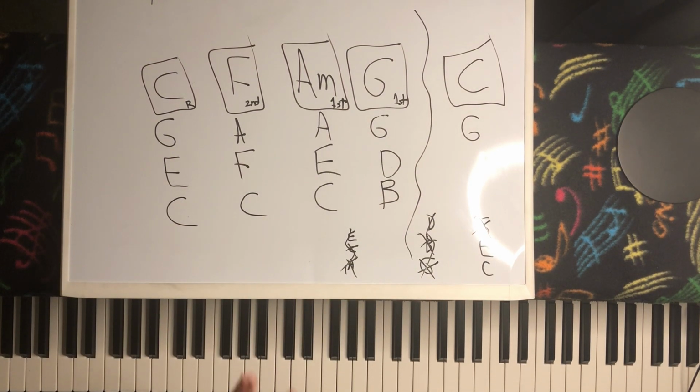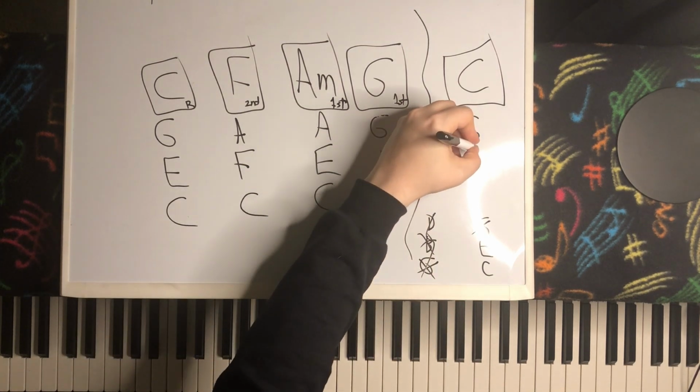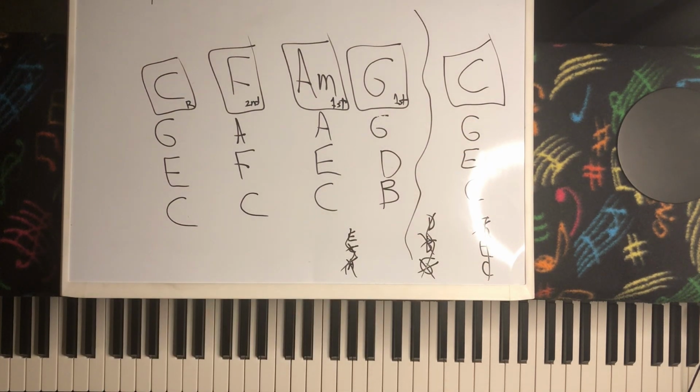Well, C is directly in between B and D. So let's figure out E, and E is obviously closer to D. So we'll put that there. Bada bing, bada boom. We end up back in root position. It doesn't always work that way, but in this case, it does. So let's hear what this sounds like.